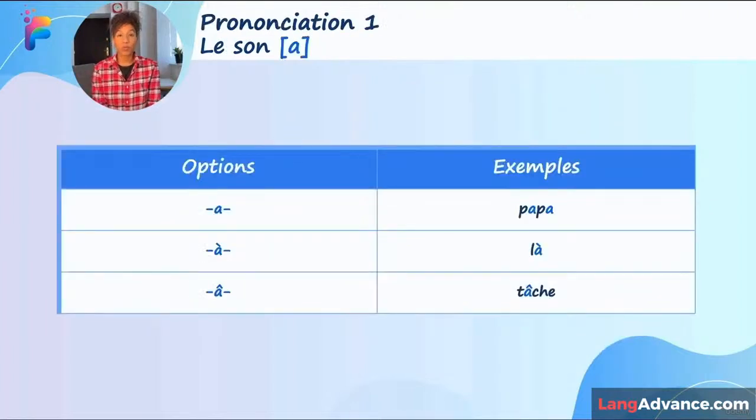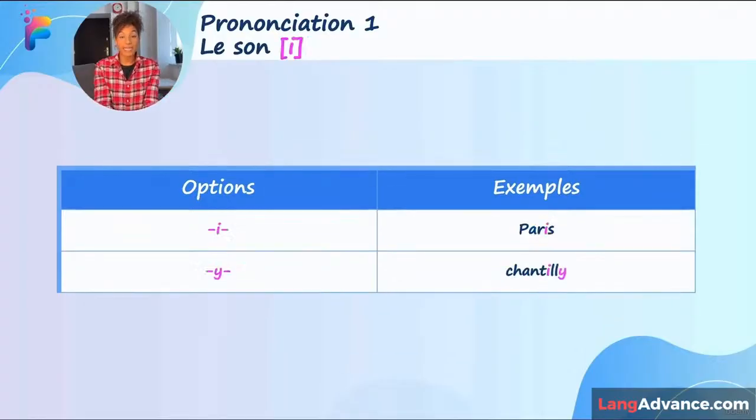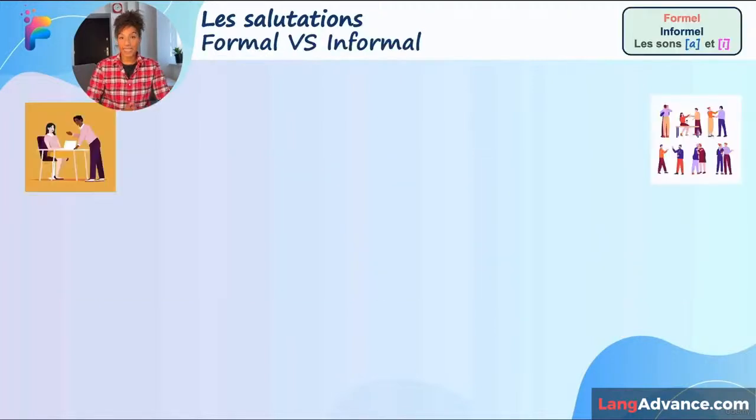Let's start with some pronunciation. Le son A, A, and you will find it in papa, la, tâche. Don't hesitate to practice this sound. A. The second sound is E. E. You will find it in Paris and also in Chantilly. Chantilly.